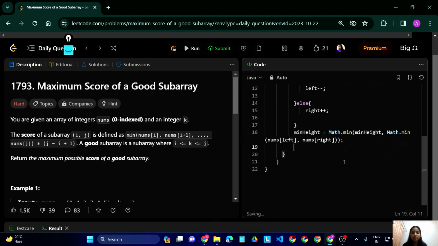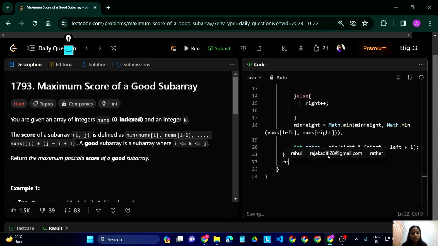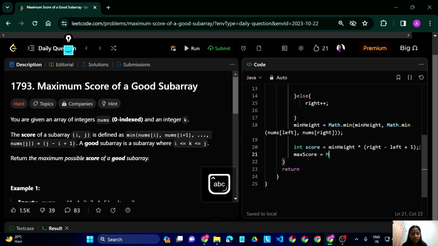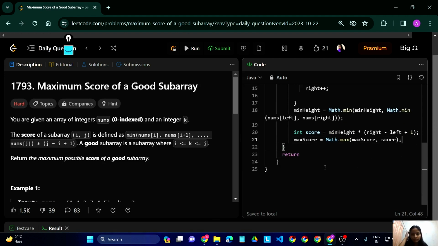So basically we are keeping track of our minimum height and we are also initializing our score. This is nothing but the current score. It will be equal to simply min height into right minus left plus 1, as given in the formula in the question, which is j minus i plus 1. Then in the end, you are just going to return max score. Before that, max score will be equal to the max of max score and our current score. If the current score is greater than the max score that we initialized in the beginning, then we'll update it, and in the end we will return our max score.